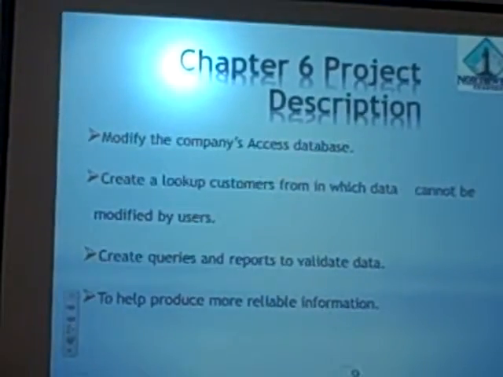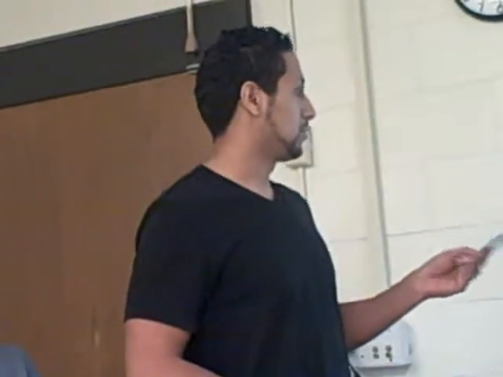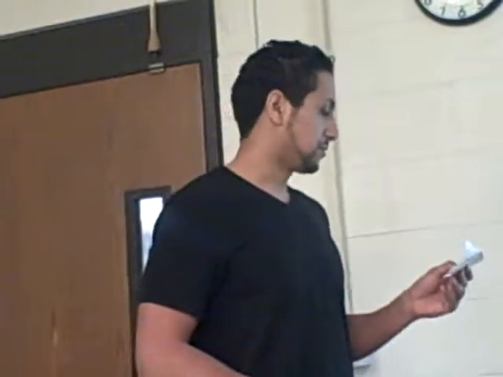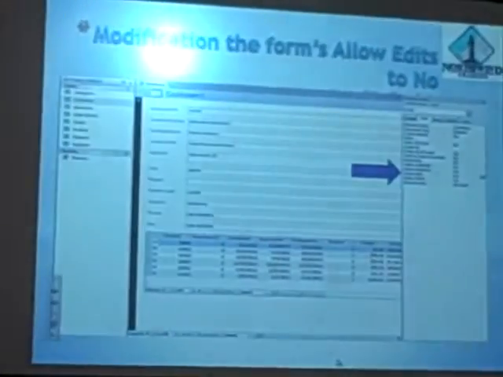Good morning, everybody. I'm going to introduce Chapter 6. My mission is to modify the company Access database to create a lookup for customers and create queries and reports. In this slide, we create a new form based on the customer table, as you see here, and we name it lookup customer data.